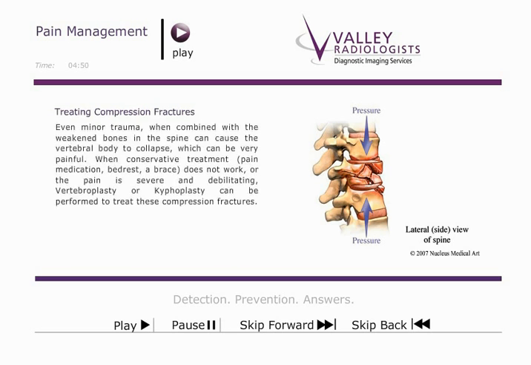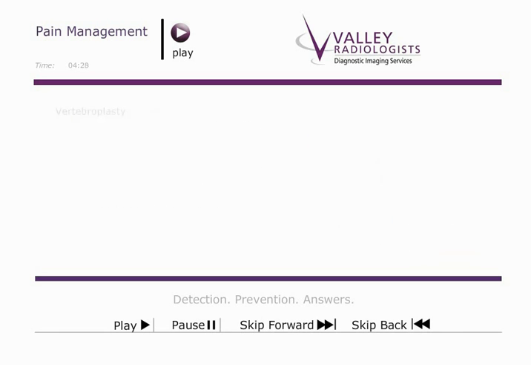Even minor trauma, when combined with the weakened bones in the spine, can cause the vertebral body to collapse, which can be very painful. When conservative treatment, pain medication, bed rest, a brace, does not work, or the pain is severe and debilitating, vertebroplasty or kyphoplasty can be performed to treat these compression fractures.